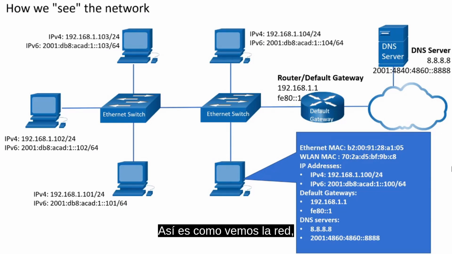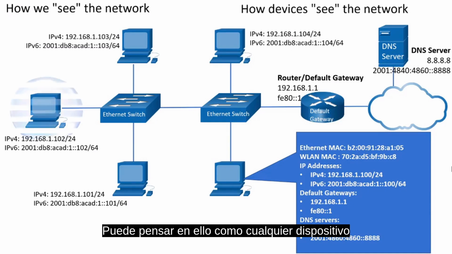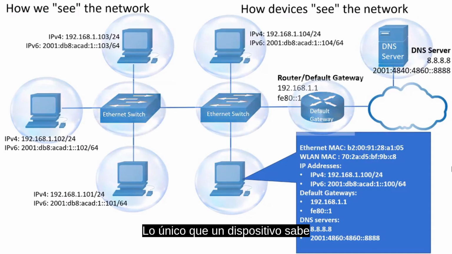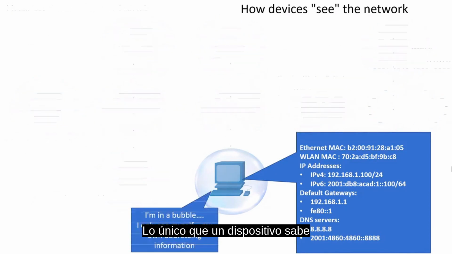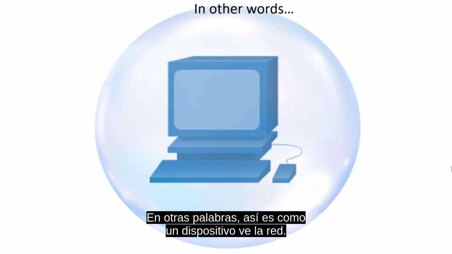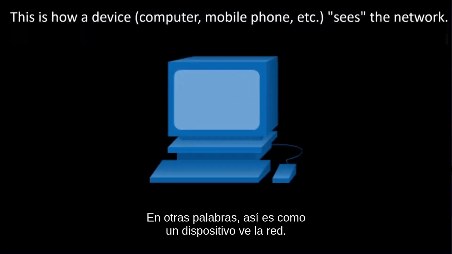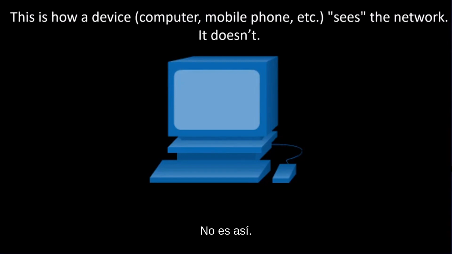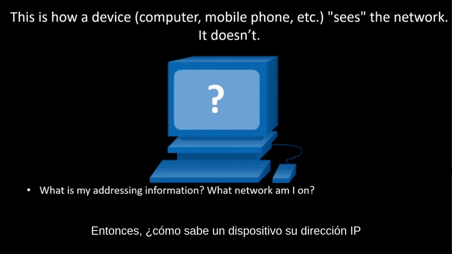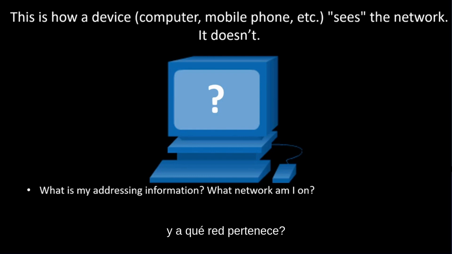This is how we see the network. But how do devices see the network? You can think of it as every device being in its own bubble. The only thing a device knows is its own addressing information. In other words, this is how a device sees the network. It doesn't. So, how does a device know its IP address and what network it belongs to?